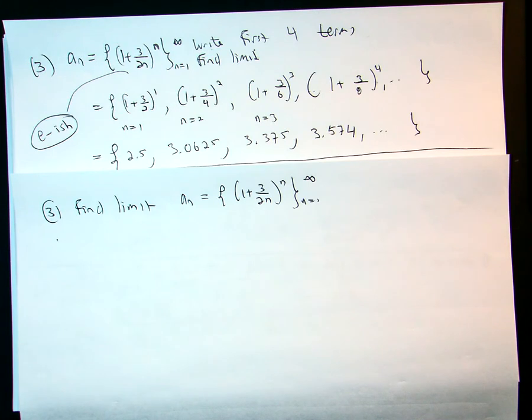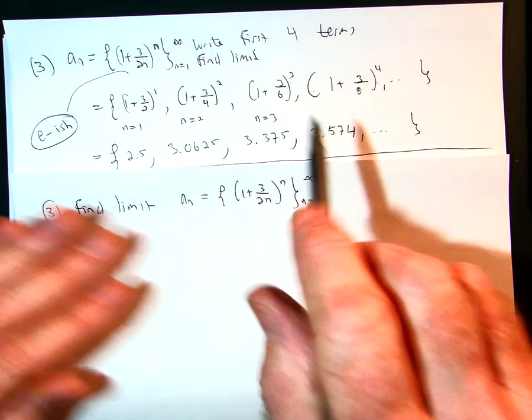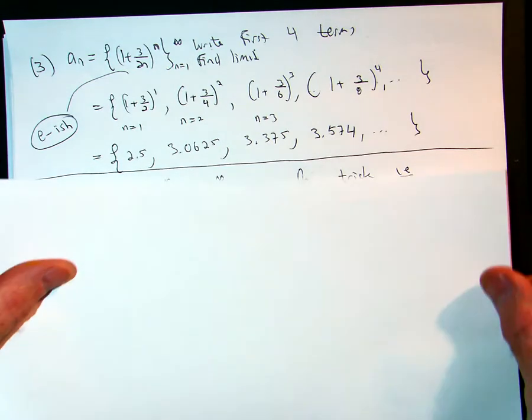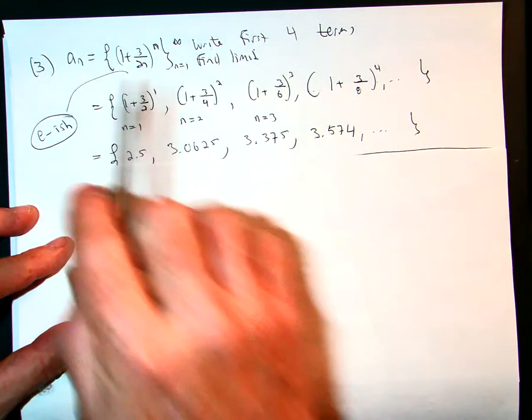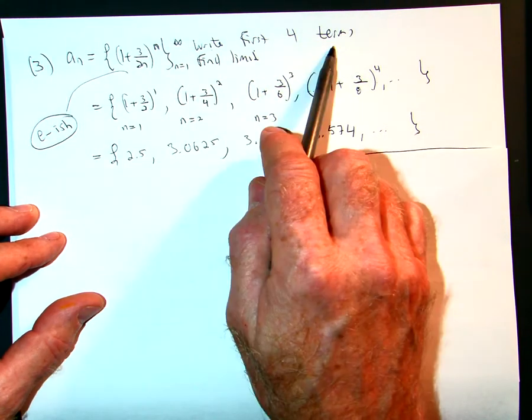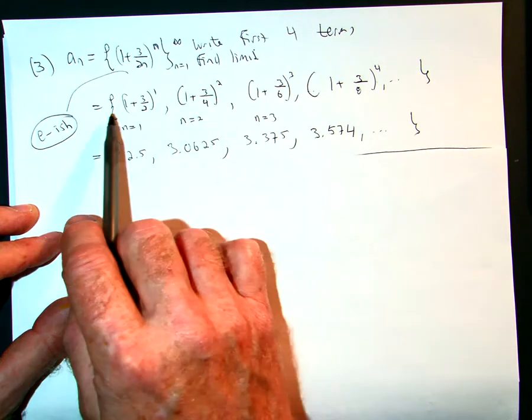Okay, so here's the problem. I want to find the limit of my sequence. Here's my sequence. I'm going to write the first four terms and find the limit. Here are the first four terms.